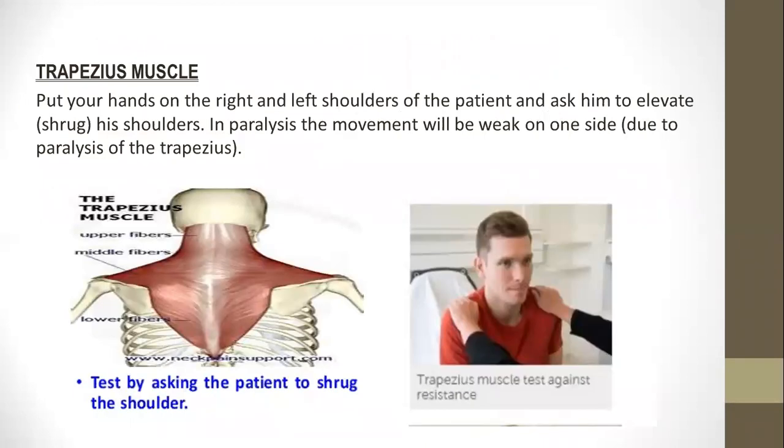Trapezius muscle, how do we test it? Put your hand on the right or left shoulder of the patient and ask him to elevate his shoulder or shrug the shoulder. In paralysis, the movement will be weak on one side due to paralysis of the trapezius muscle. This is all about the accessory nerve.